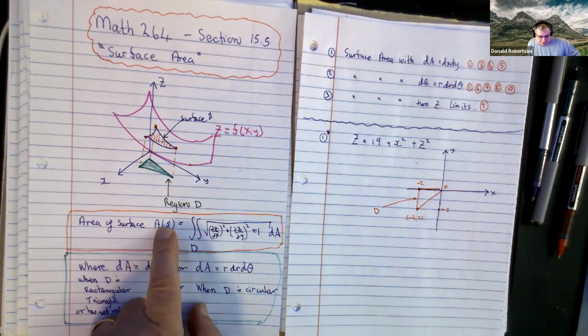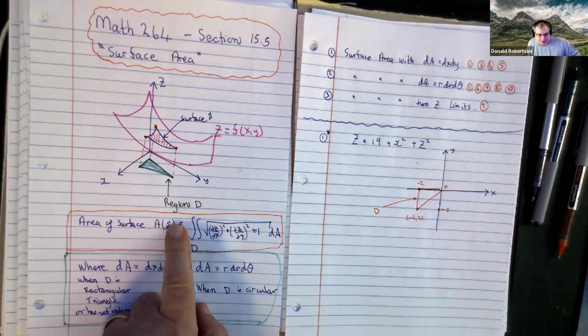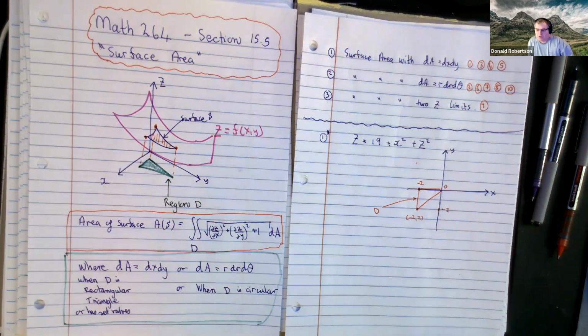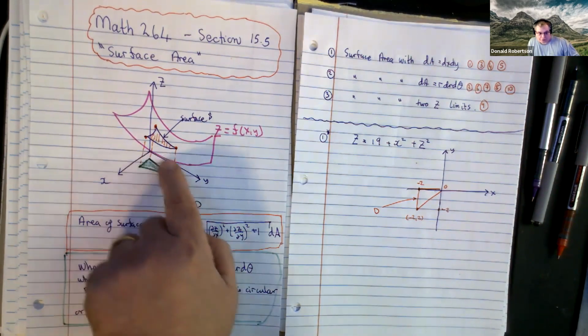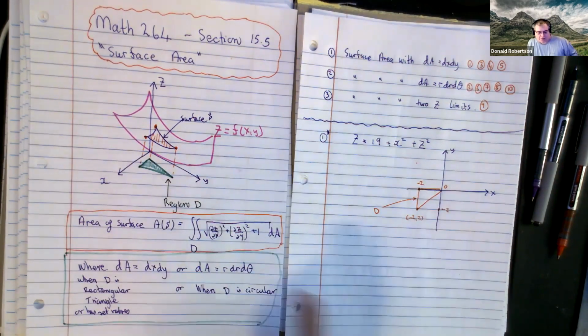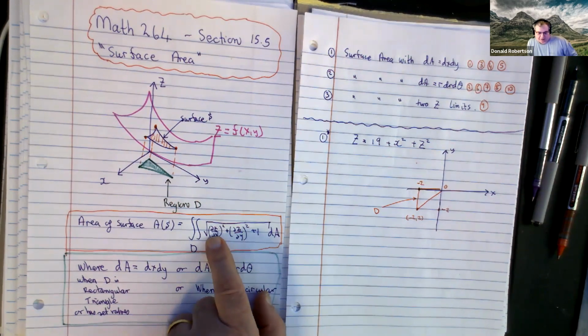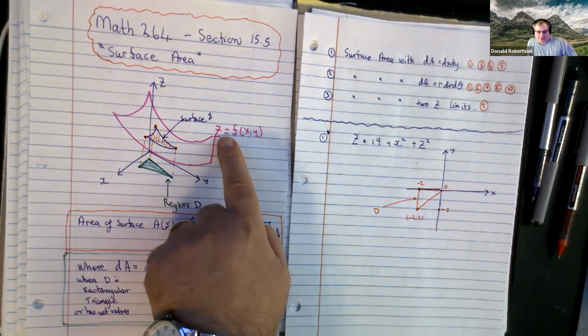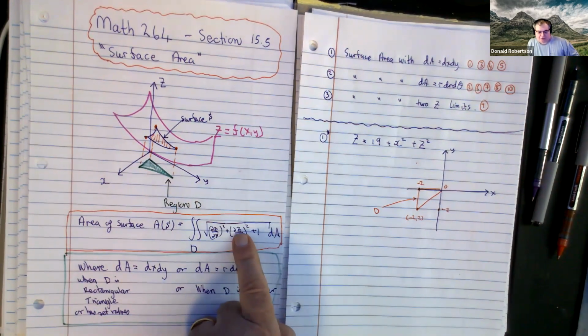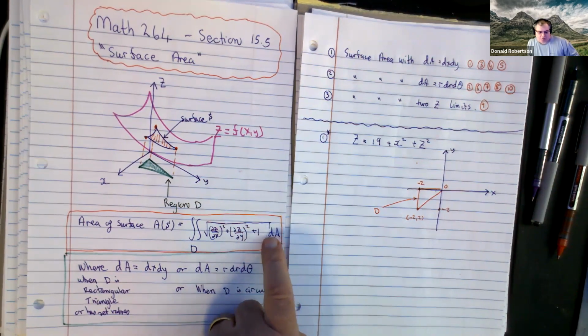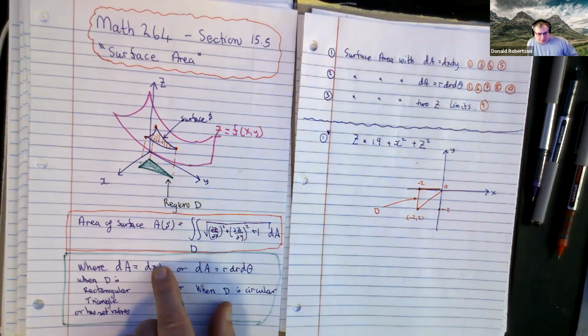The area of the surface S is found by finding a double integral over the region D, which is the region on the floor, the XY plane typically, of the square root of the derivative of this with respect to x squared, plus the derivative of that with respect to y squared, plus 1, finishing with dA. And dA is your typical dx dy.